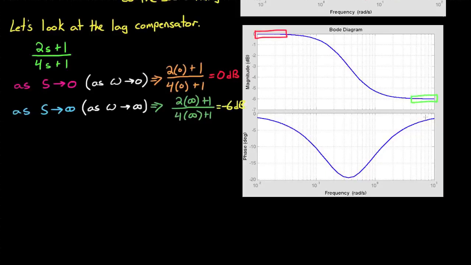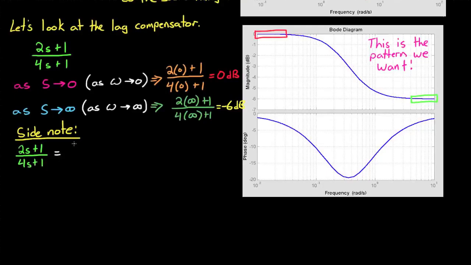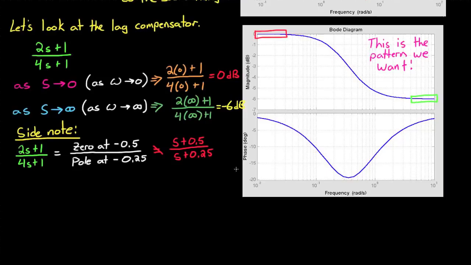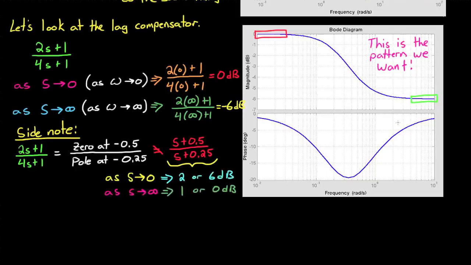It's this unity gain at low frequency and attenuation at high frequency that is exactly what we're looking for in our design problem. Oh, a real quick side note. This lag compensator has a zero at minus 5 and a pole at minus 0.25. But that doesn't mean that you can write the lag compensator as (s + 0.5) / (s + 0.25). Sure, both of these have a single pole and single zero in the exact same place, but their gain is different. With this second method, as s approaches 0, the gain approaches 2, or 6 dB.